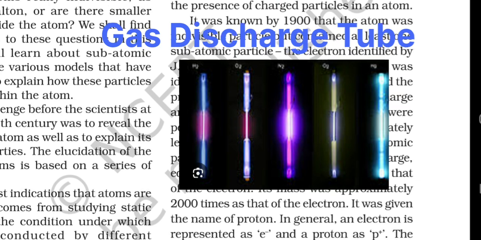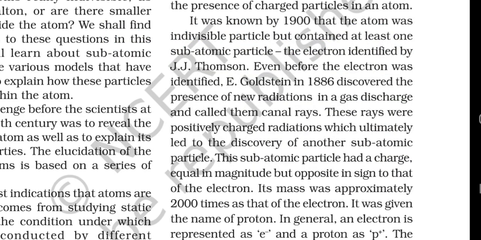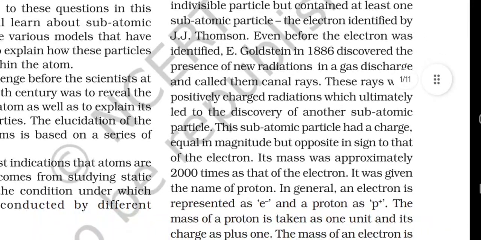with high voltage electricity after passing through the gas. Now these rays were positively charged radiations which ultimately led to the discovery of another subatomic particle. These subatomic particles had a charge equal in magnitude but opposite in sign to that of the electron. The electron has a negative charge, and the newly found particles have the opposite sign, which means they are positively charged particles.